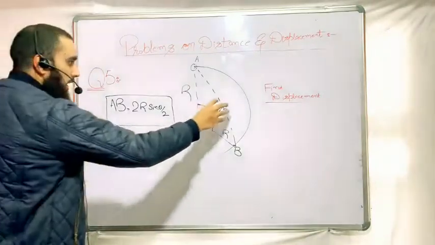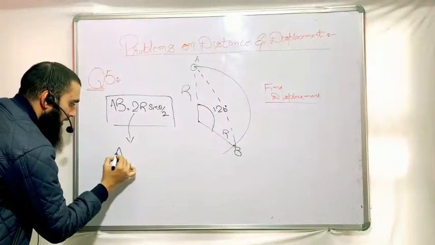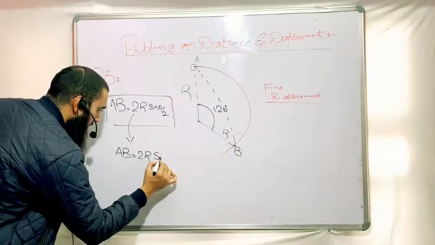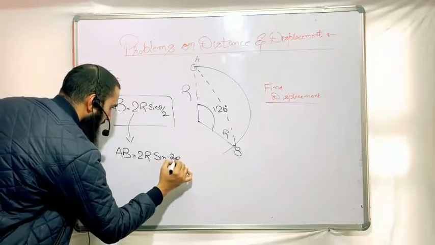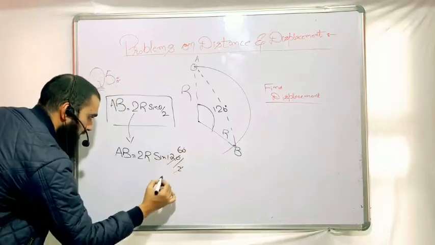Here theta is 120 degrees. So it will now be an easy task to calculate the displacement AB. It will be equal to twice r sine of 120 by 2, that is twice r sine 60, and sine 60 is root 3 by 2.